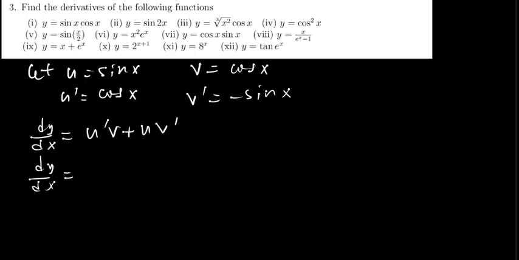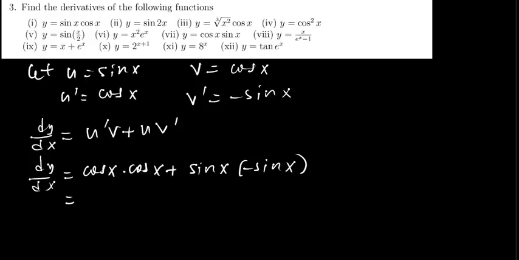We just plug in the values. u prime is cos x, v is again cos x, plus u is sine x, then v prime is negative sine x. So cos x times cos x is cos squared x, so this is going to be minus, then sine times sine is sine squared x.